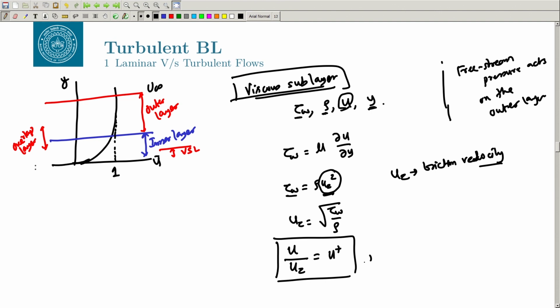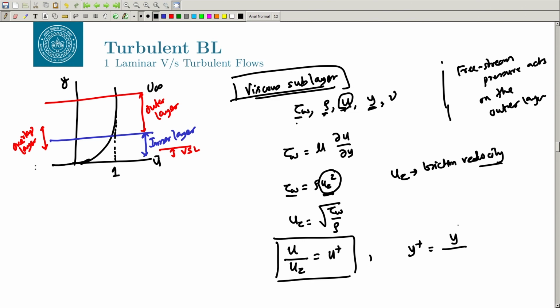So, we define the velocity u plus, and secondly we can also define the non-dimensional distance. I will define a distance called y plus. I am looking for a non-dimensionalization, or the scale, for the distance y. On top it will be y, and what should be at the bottom? I need to use all these things. You can also use the viscosity here.